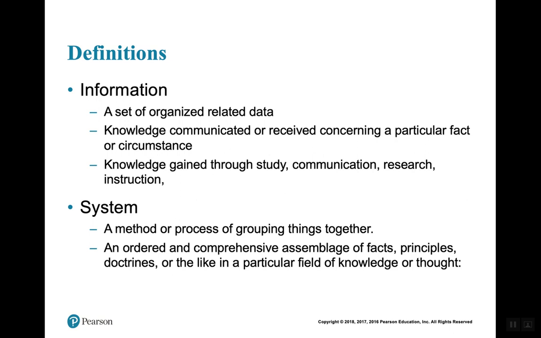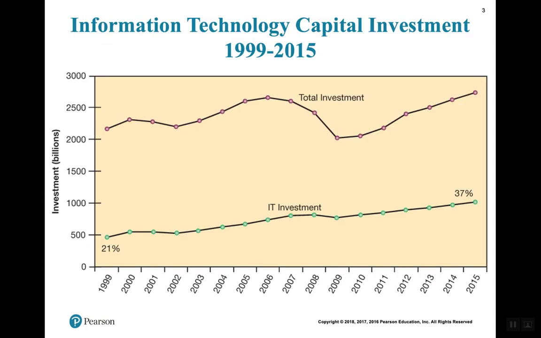And then system. The high level definition of a system is a way, a process, of organizing and grouping things together. We call it an ordered or comprehensive assemblage of facts, principles, doctrines, and the like in a particular field of knowledge or thought. So that's a very formal definition of what a system is, but it's at a high conceptual level. That's really what a system is.